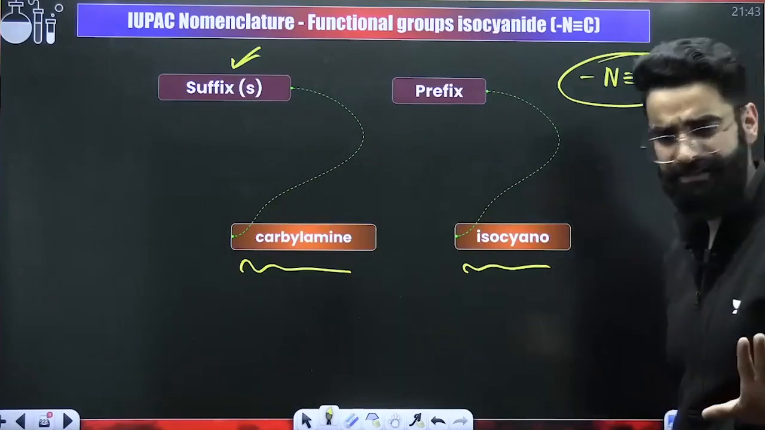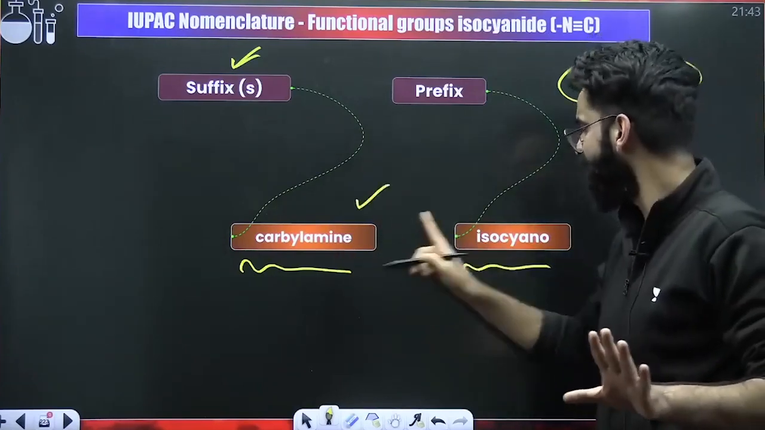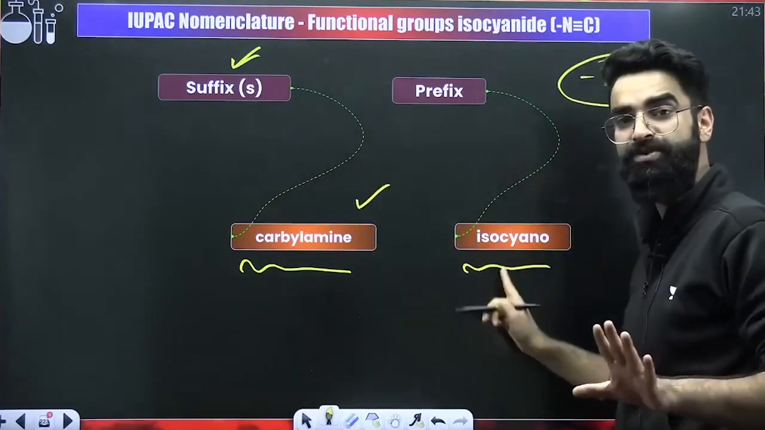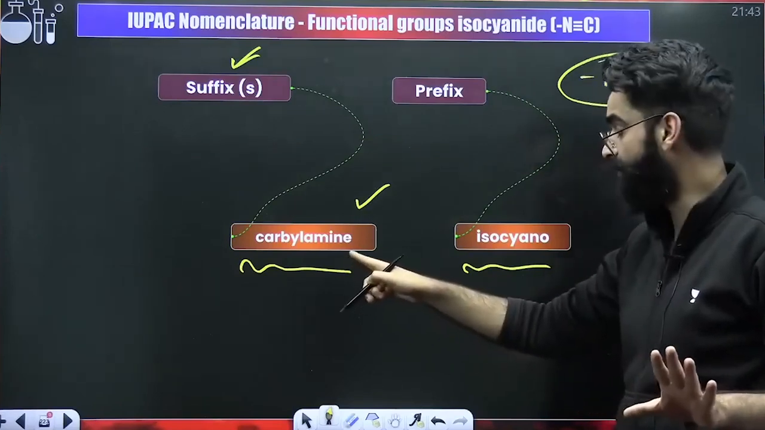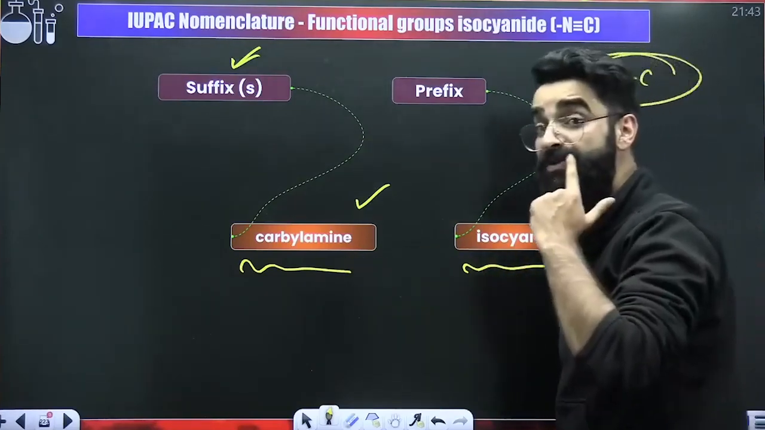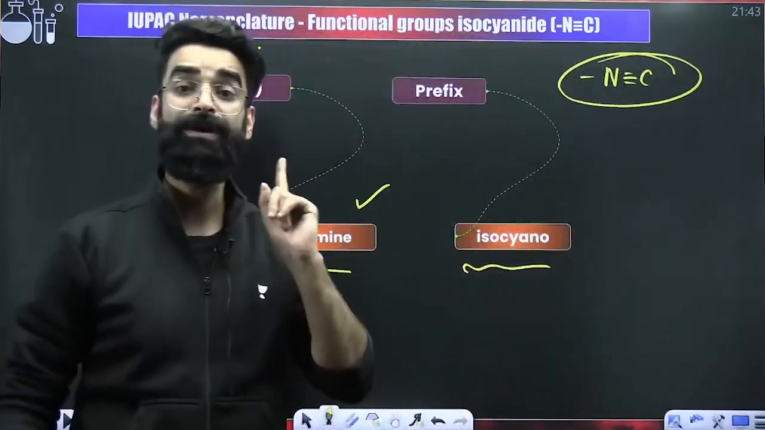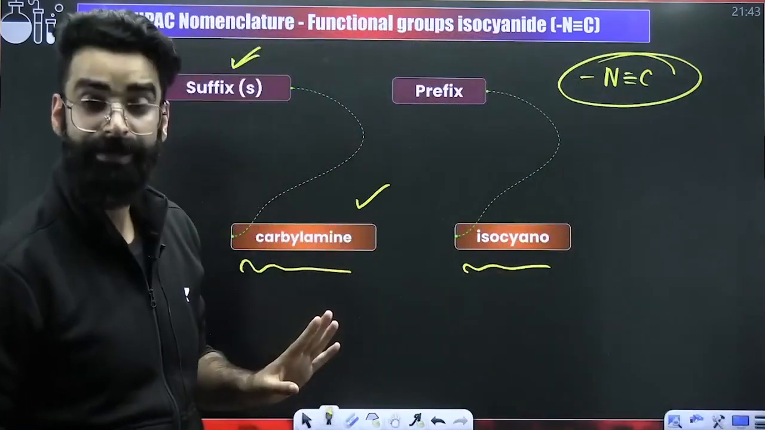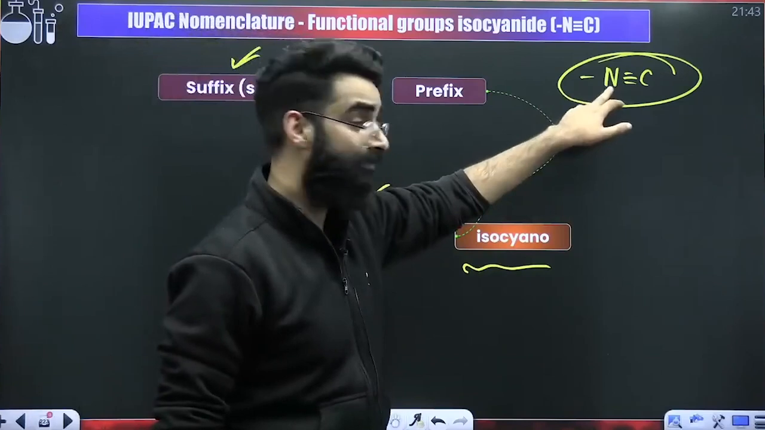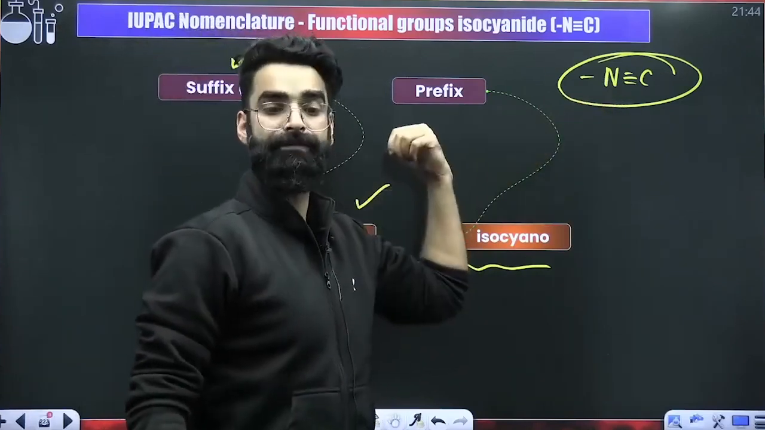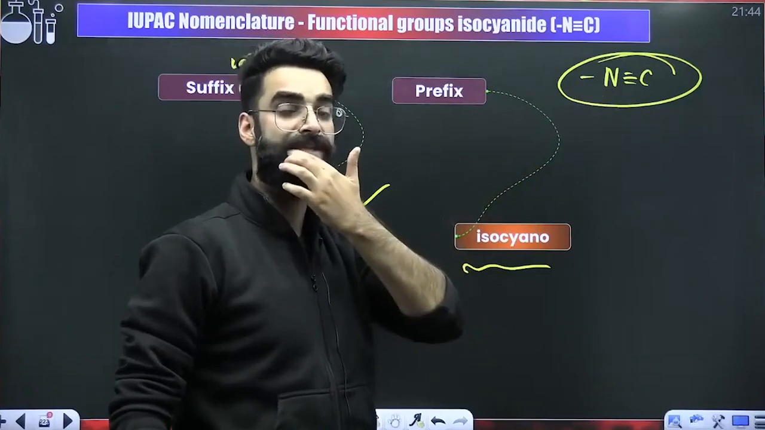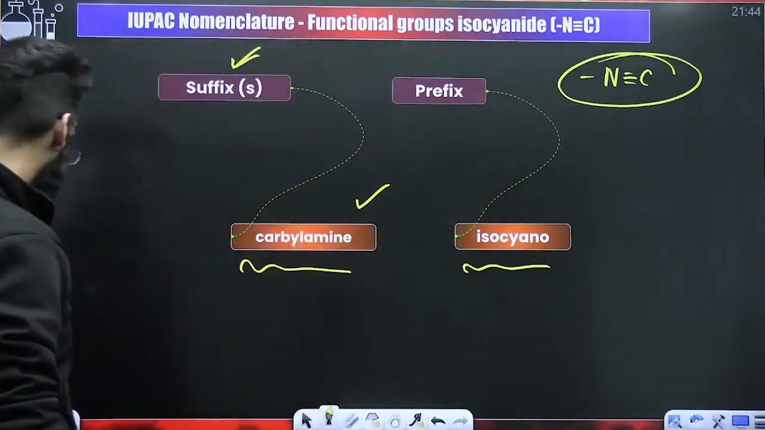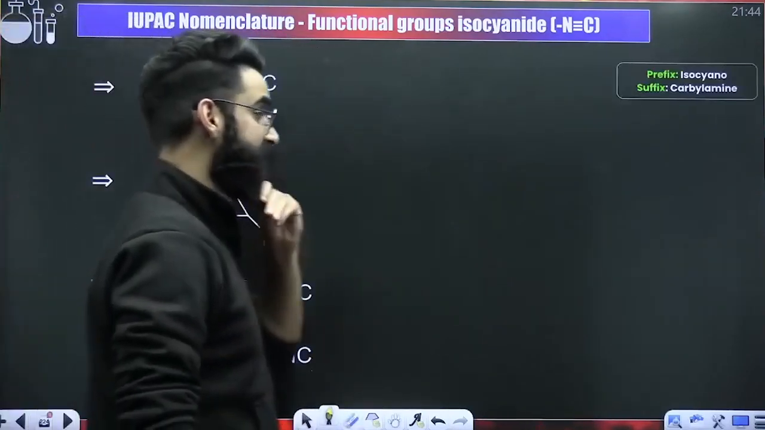Two things you have to remember: carbylamine, isocyano. Carbylamine as a suffix, when it's given priority. As a prefix, isocyano. For the functional group N triple bond C, do remember the nitrogen of this functional group will be attached with the main chain. If the nitrogen is attached to the main chain, it's isocyano. Perfect? Have a look, guys.